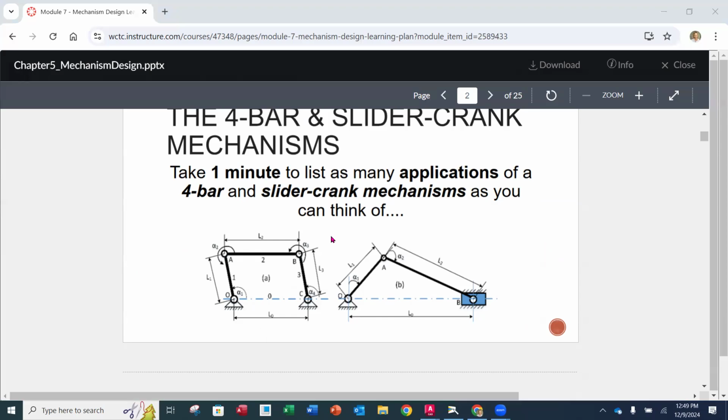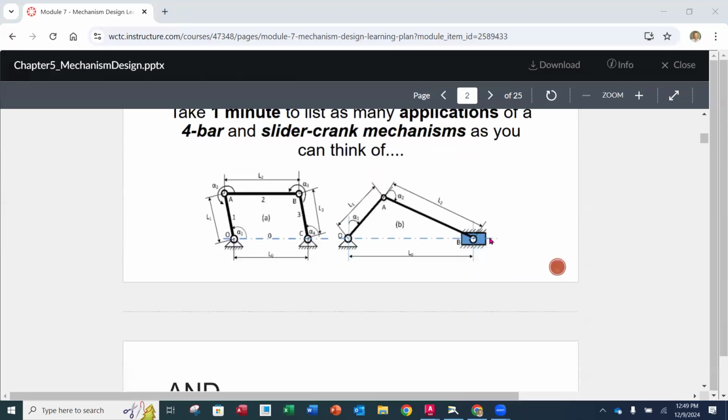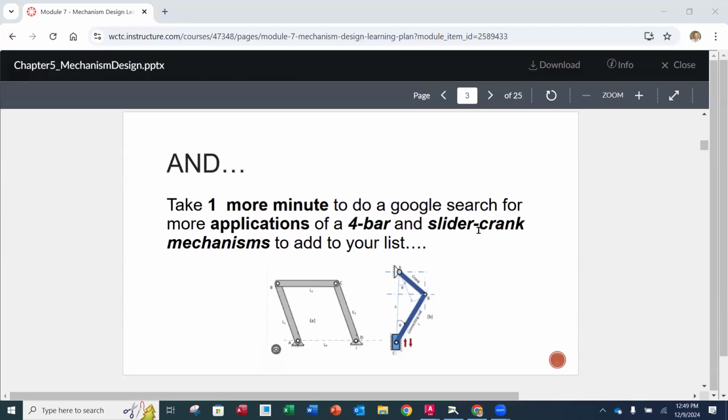Now, once you've generated a list based on your memory and your experience, I want you to take one more minute and do a quick Google search of different applications of 4-bar and slider crank mechanisms to add to your list. Go ahead, and if you want to, do it on your computer or on your phone. Just do a quick Google search of different 4-bar mechanism applications. See if you can find any that you didn't think of.